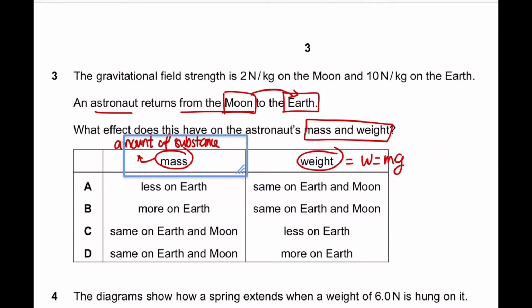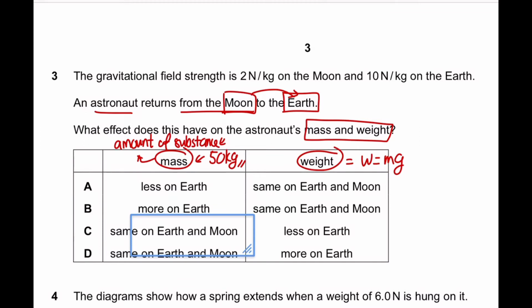Okay, before we get into weight, let's go to mass back again. So since mass is the amount of substance, it means that the astronaut, let's assume it is 50 kg, this astronaut. From the moon to the Earth, astronaut's mass did not change because it is the amount of substance.